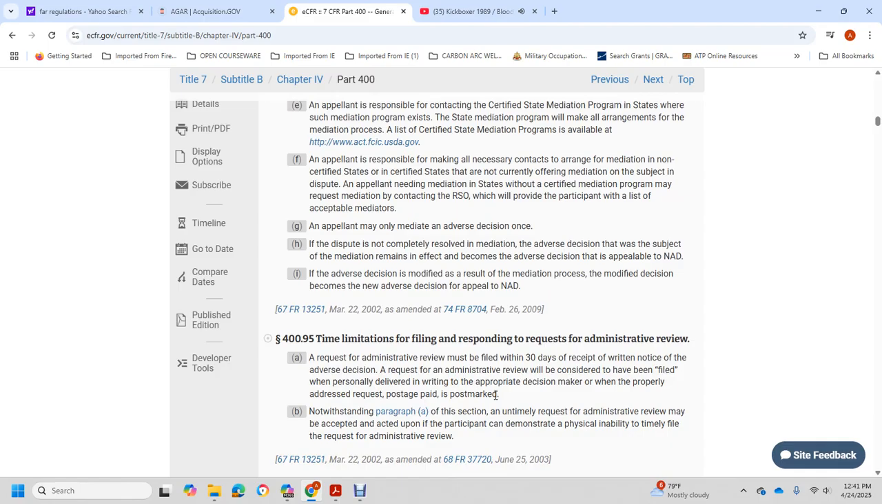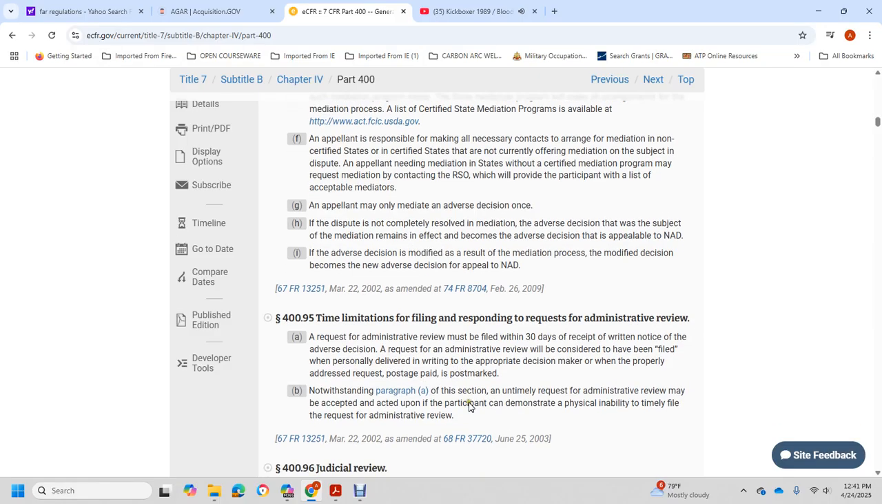495, time limitation for filing a request for administrative review. The request for administrative review must be filed within 30 days of receipt of the written adverse decision. A request is considered filed when personally delivered, or when mailed with proper postage and a postmark. Notwithstanding paragraph 8 of this section, an untimely request for administrative review may be accepted if the participant can demonstrate a physical inability to timely file the request for administrative review.